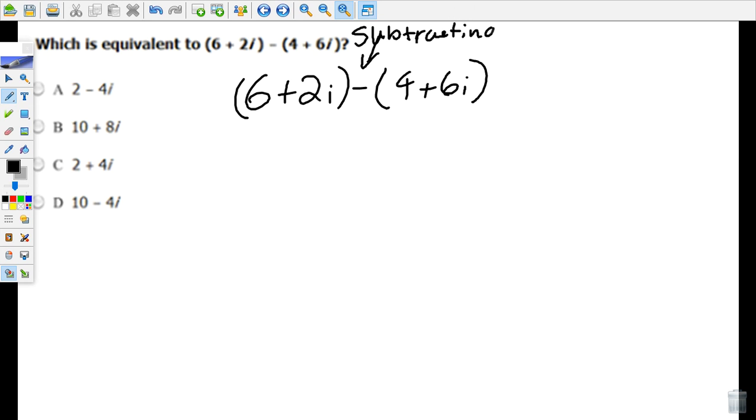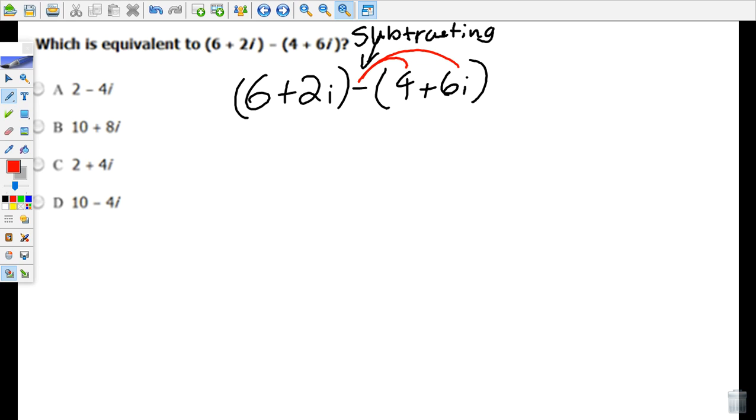Now what I like to do, just to make sure I prevent any mistakes, is I will distribute my negative here. Whenever I have that subtracting, I'm subtracting technically both 4 and the 6i. So distributing that minus sign at least reminds me of that, and I don't end up adding 6i by accident.